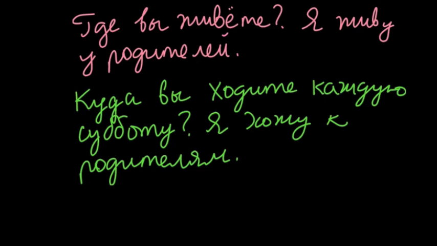And here are some examples with people. Где вы живете? Я живу у родителей. Where do you live? I live with my parents. I live at my parents' place. Где requires u plus genitive. Куда вы ходите каждую субботу? Where do you go each Saturday? Я хожу к родителям. Since the question is куда, the answer is к plus dative.